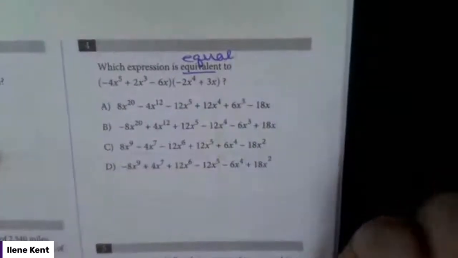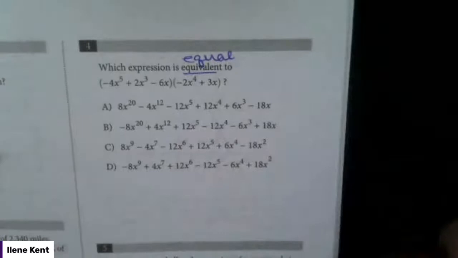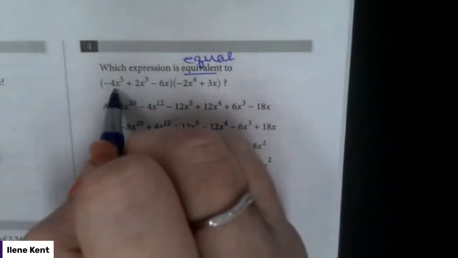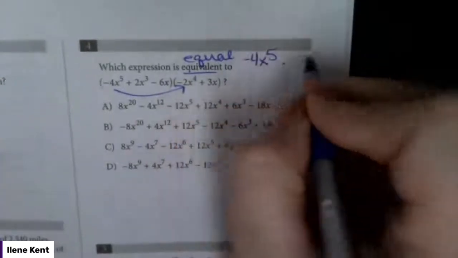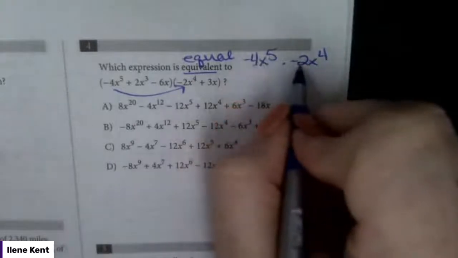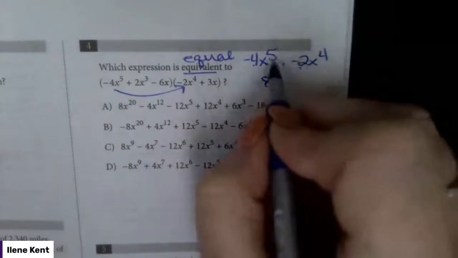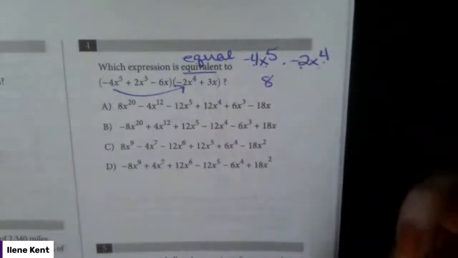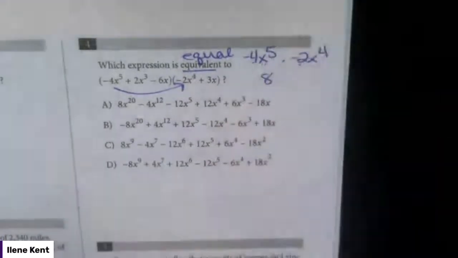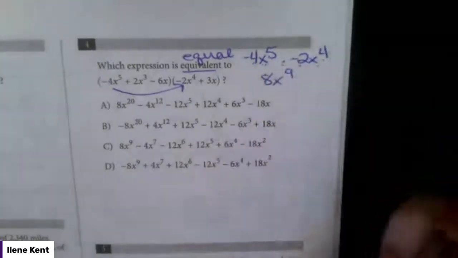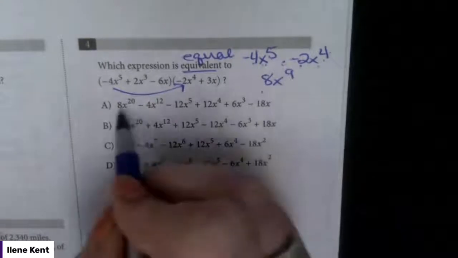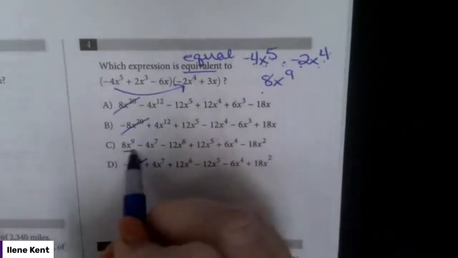Number 4, which expression is equivalent? Again, they want us to take this and find what is equal. This is the second one like this. Hopefully we're picking up on some of this math vocabulary. It looks like we're going to use our FOIL method. Let's see, negative 4x to the 5th times negative 2x to the 4th. Negative 4 times negative 2 is going to give me this 8. They're actually kind of testing multiple things on this question. We need to add exponents when we are multiplying. 5 plus 4 is 9. So I have positive 8x to the 9th. So not that guy, not that guy, not that guy, that guy.